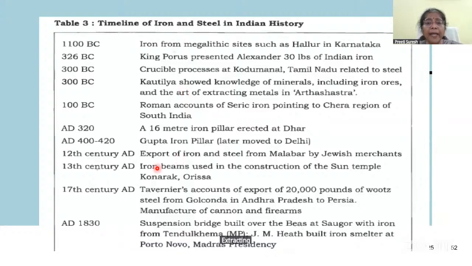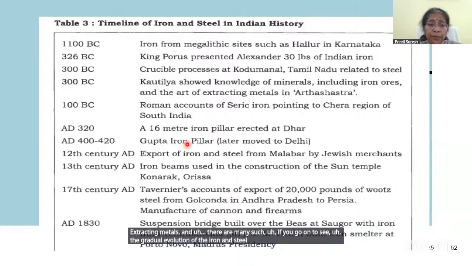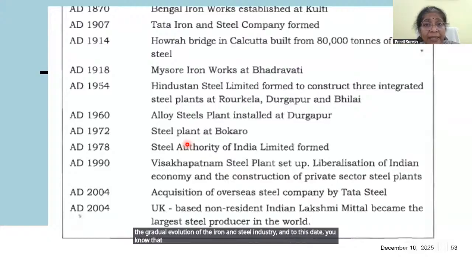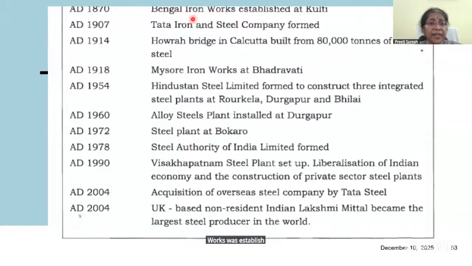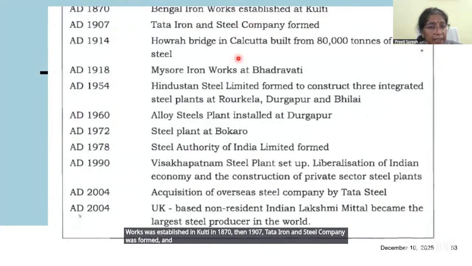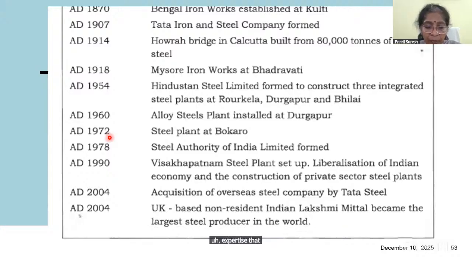And if you go on to see the gradual evolution of the iron and steel industry up to this date, the Bengal Iron Works was established in Kulti in 1870, then in 1907 the Tata Iron and Steel Company was formed, and the Howrah Bridge in Calcutta was built from over 80,000 tons of Tisco's steel. Later on, we have been able to build upon this expertise that we had about iron and steel.